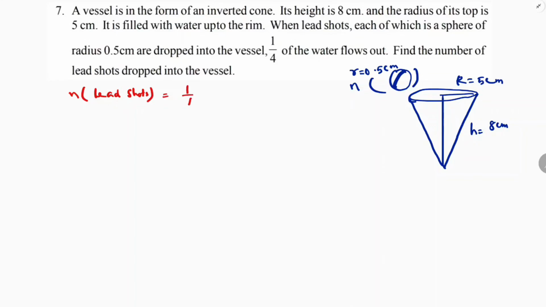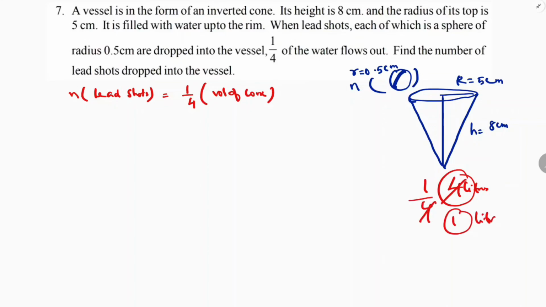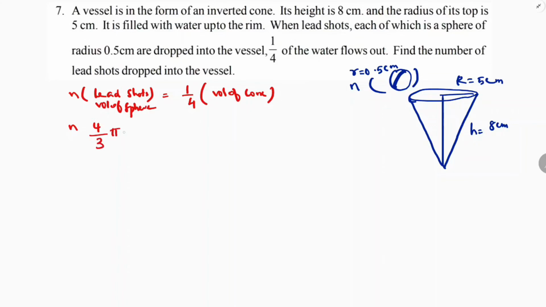So here number of lead shots equals 1/4 of volume of cone, because only 1/4 of the water flows out. For example, in this there are like 4 liters. Only 1/4 means only 1 liter of water flows out. So that's why I'll take 1/4 of the volume of cone. Now I'll write the volume. So N into lead shot is volume of sphere. So N into volume of sphere is 4 by 3 pi r cube, and 1/4 of volume of cone is 1 by 3 pi r square h.